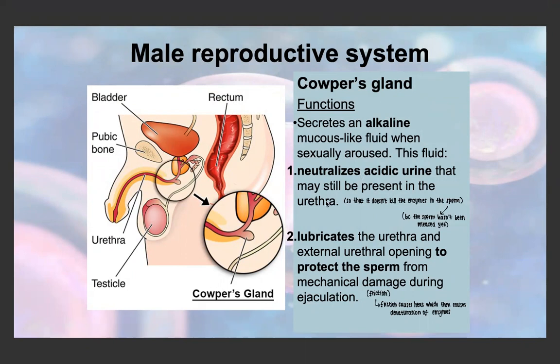Firstly, it neutralizes acidic urine, which may be present in the urethra, because we know that the urethra transports both urine and sperm. Obviously, the sperm would be damaged or killed by a very acidic urine, so the alkaline fluid from the Cowper's glands neutralizes this so that it doesn't damage the sperm. This fluid also lubricates the urethra because you can see it's mucus-like, and the external opening, which protects the sperm from mechanical damage or friction.